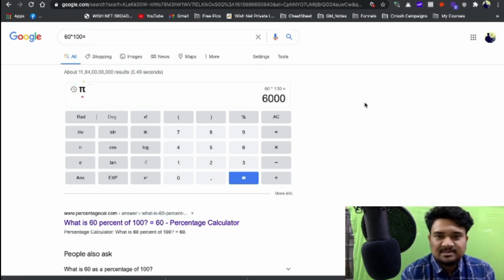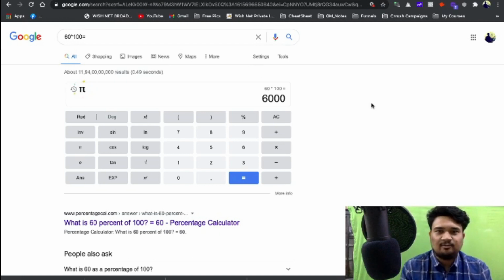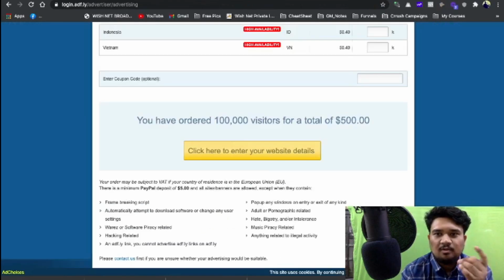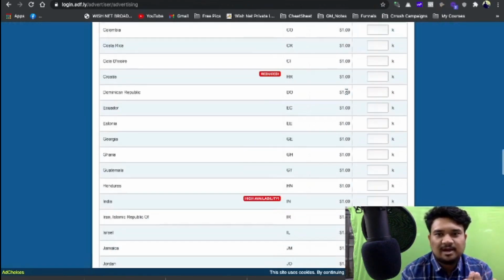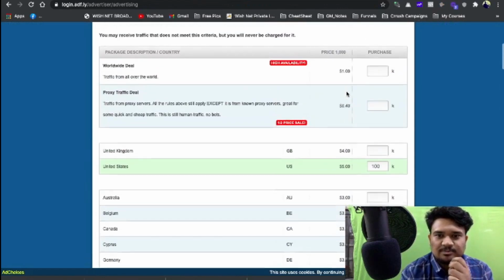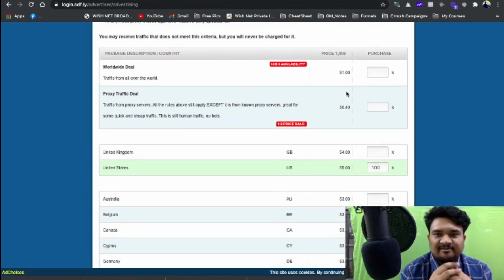Okay, so I would suggest you go for this technique because it has worked for me. I've worked with adfly and they're amazing. I would always recommend going for higher clicks or higher visitors. Don't go for 1,000 visitors because then you can't find any result out of it. It's better to go for 100k visitors, or at least 50k visitors.